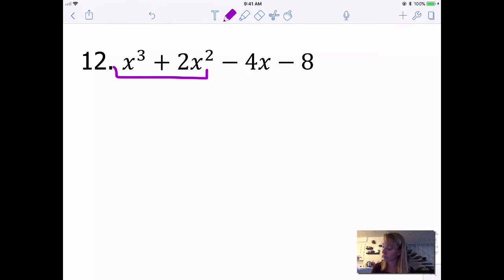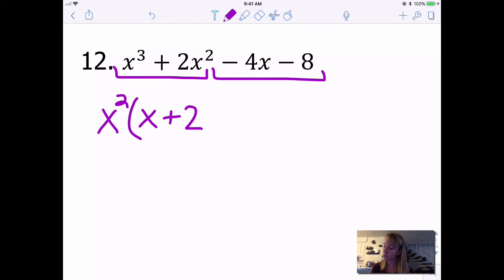Number 12, I'm going to go straight into grouping. I've got an x squared as my GCF because they both have at least two x's. x times x squared is x cubed. 2 times x squared is 2x squared. Remember to keep your sign in the middle.